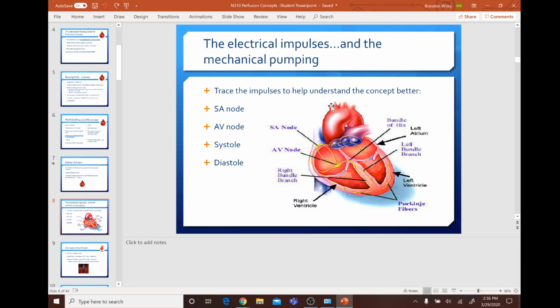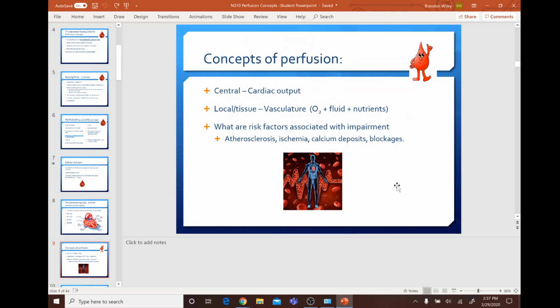All right, what do you think the route of impulses through the heart is? So it's going to start with the SA node, and that's going to kick it off to the AV. Then that'll hit the bundle of His, and that'll hit the bundle branches, then that'll hit the Purkinje fibers. Okay, so what is central perfusion dealing with? It's talking about our cardiac output. And what do you think our local or tissue perfusion is dealing with? It's like our vasculature, like O2, fluids, and nutrients.